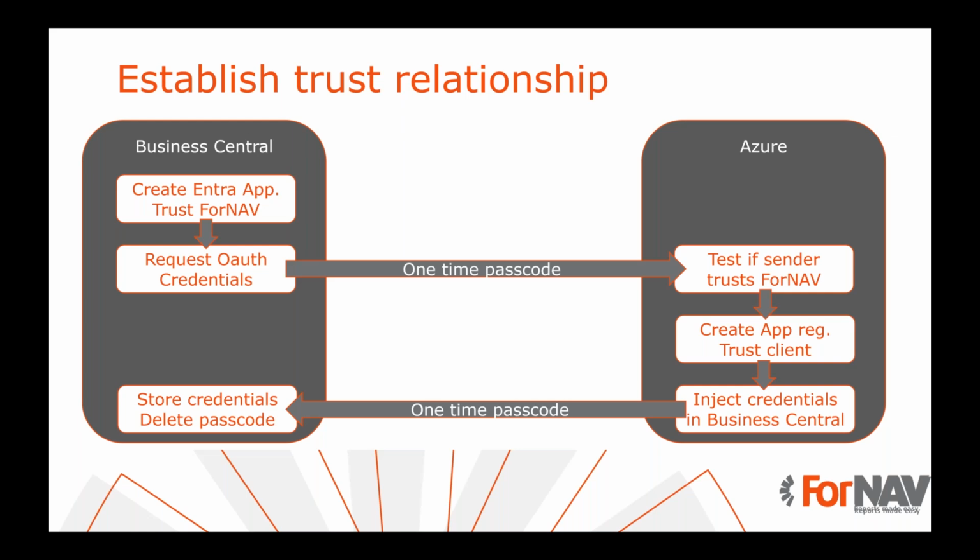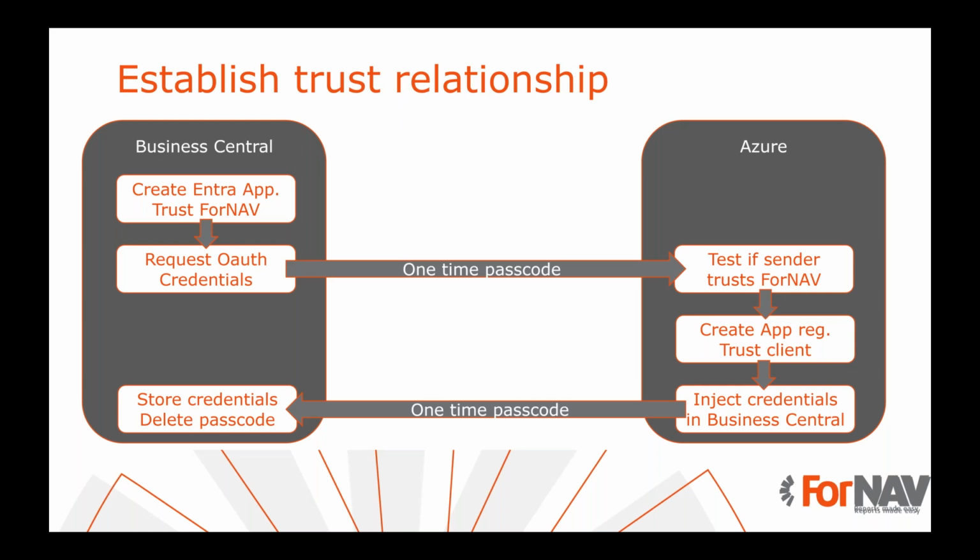In Business Central Cloud, the first thing you do when you want to communicate with our Azure Peppol network is create an Entra app, which says that you trust 4NAV. This needs to be done by an administrator in both Business Central and your Azure tenant. So it's not something that anyone can just do. And it is a manual step where you say, yes, I trust the 4NAV Azure Peppol network.